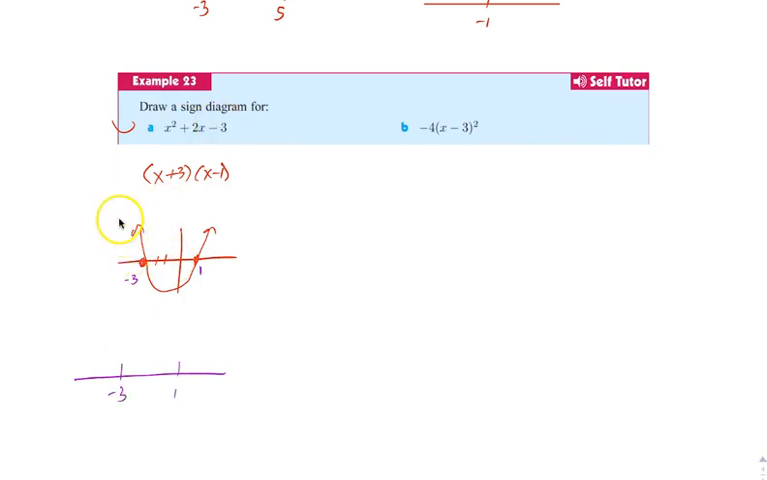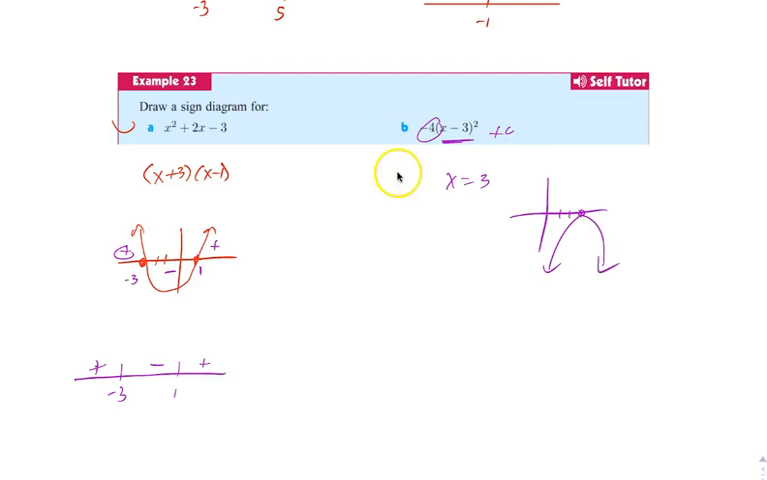Before -3, my graph's above the x-axis, so positive. Between them, it's below, so negative. And afterwards, it's above again. There's my sign chart. If I was doing this one, there's actually only one x-intercept, x equals 3. If I were to graph it, you go to 3, nothing out here, and then it opens down. So in the sign chart, at 3 I have my line. Anything before 3 is negative, anything after 3 is also negative. Those are my sign charts.